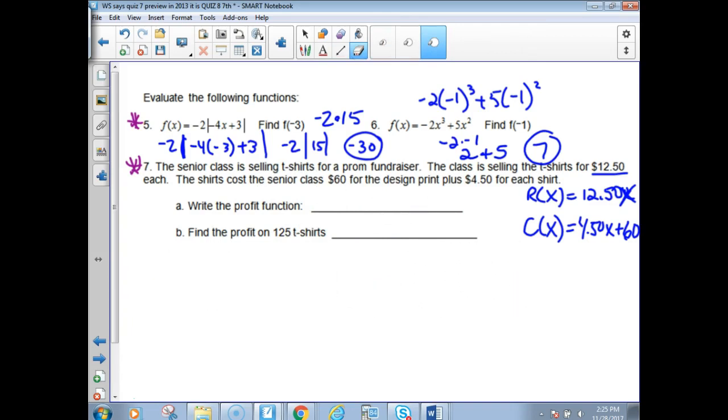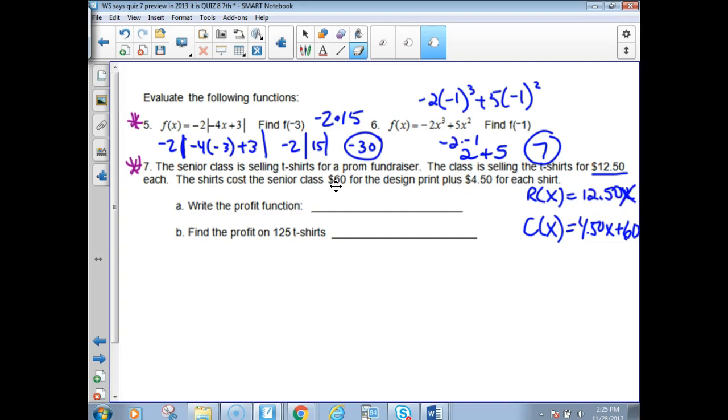All right. The R of X is your revenue. Revenue means what you're selling the stuff for. So they're selling the t-shirts for $12.50, so the revenue function is $12.50x. R of X is $12.50x. Understand that part? Good. All right.